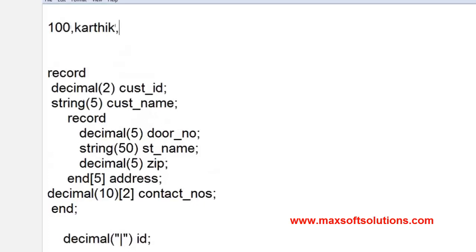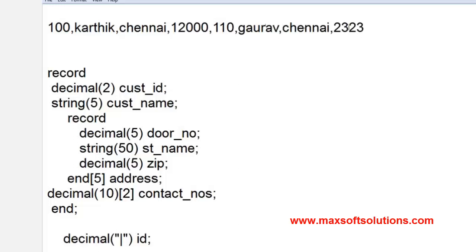100 comma Karthik comma, ID, name, city, salary. Okay, city and then my salary, and then again 110, Gaurav, Chennai, again this coming, and then again I have another record. So what is the DML you will be using for this? You have to use a comma delimiter, yes. I have to use a comma delimiter for every field, right?